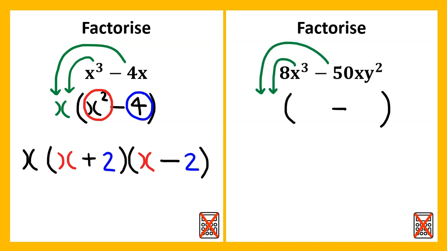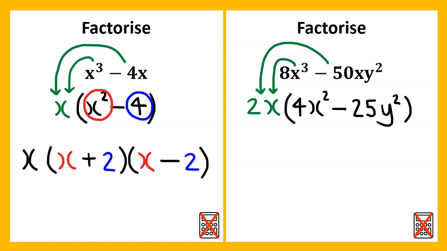For the second question here, 8x cubed and 50xy squared can be factorised into a single bracket with a number and a variable on the outside. 8 and 50 have a highest common factor of 2, and both are divisible by x raised to the power of 1, or just x. Inside the bracket, 2 times 4 is 8, and x times x squared is x cubed. 2 times 25 is 50, and x multiplied by y squared is xy squared.